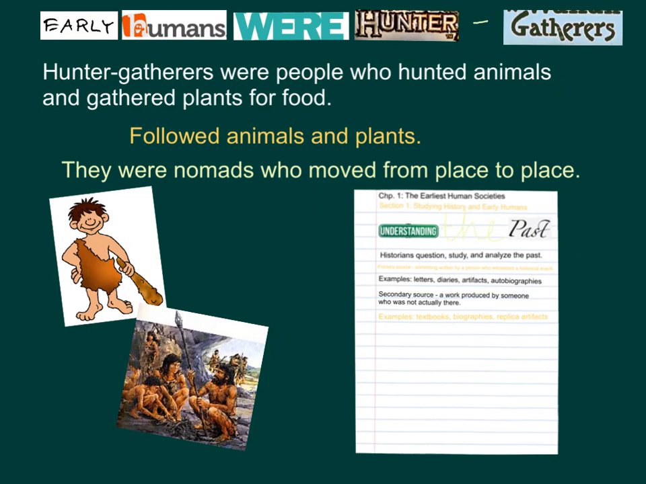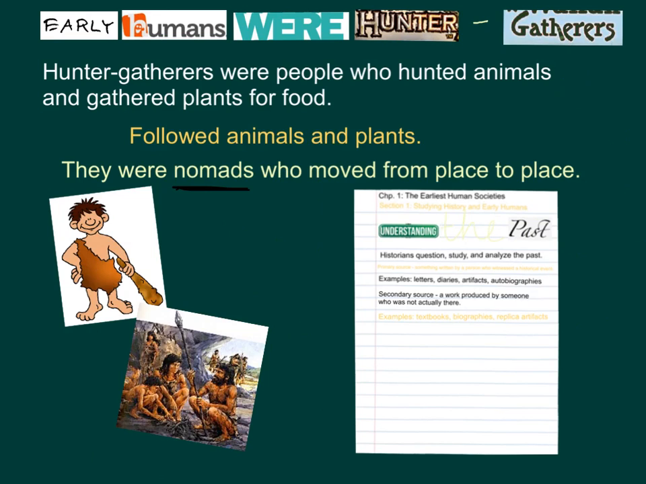Now let's look at that right here. That's the word right there, nomads. Nomads were people who just moved from place to place. They didn't have a settled home. They didn't have a house like you have that you go home to after school and you eat and sleep and all the other stuff you do at home. They wandered around looking for food. They hunted animals. They gathered plants.